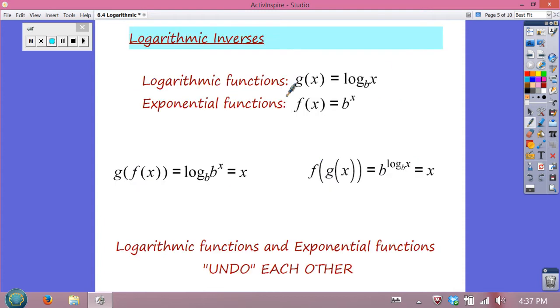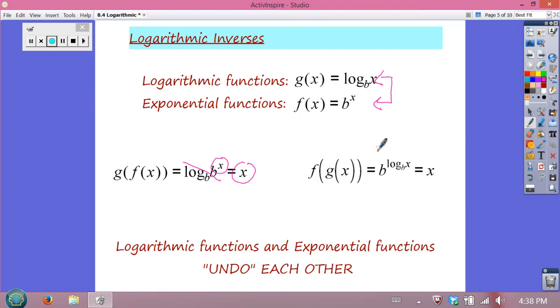Okay? So let's look at some inverses now. We know that the logarithmic parent function is log base b of x, and the exponential parent function is b to the x. These two are inverses of each other. And to prove that, we're going to do the composition. So if you were to plug f of x into the g of x equation, you would get log base b of b to the x. These two are inverses of each other. They're gone. We're just left with x.